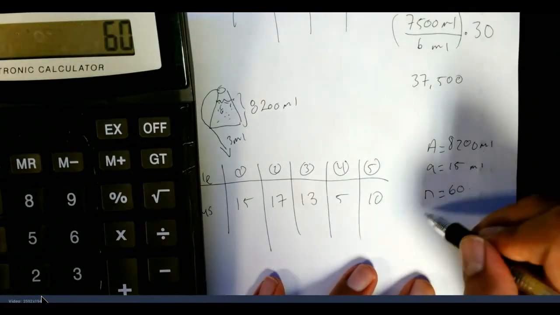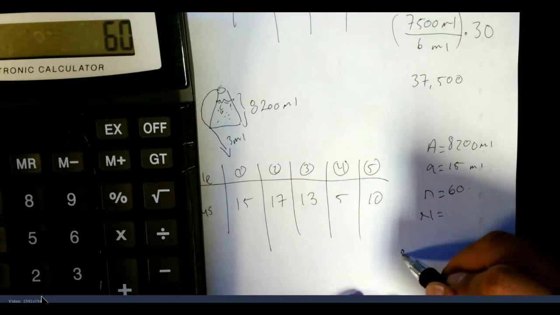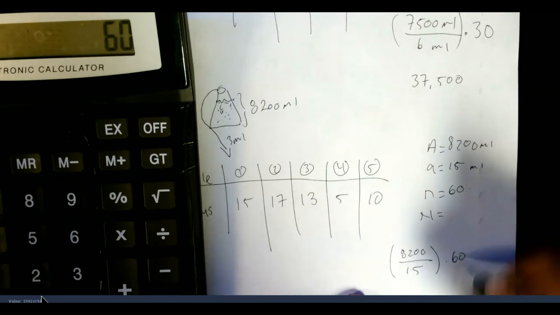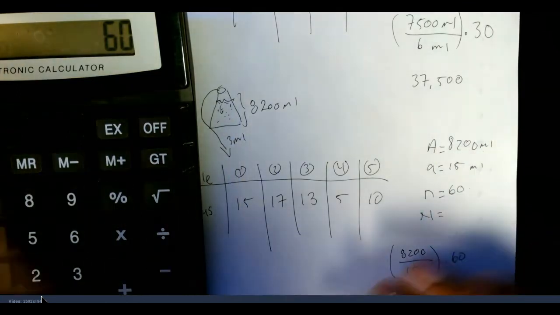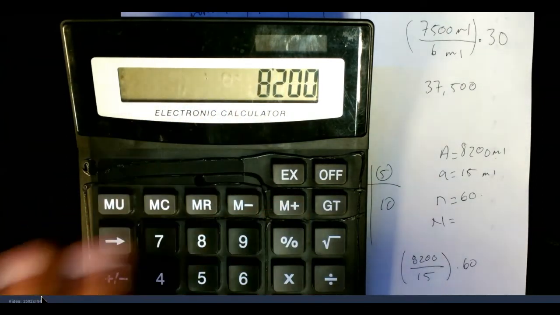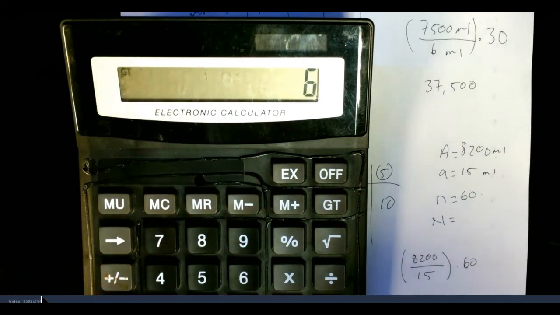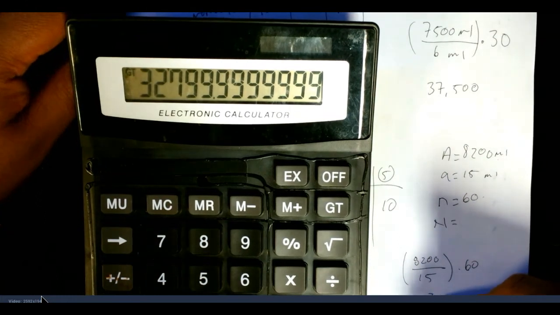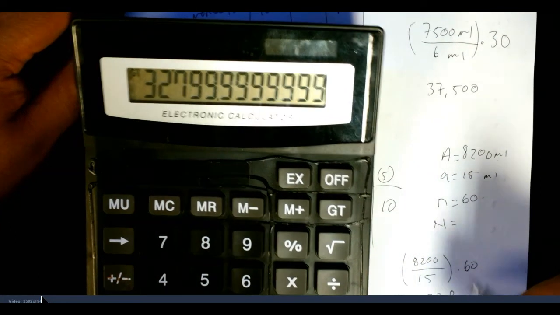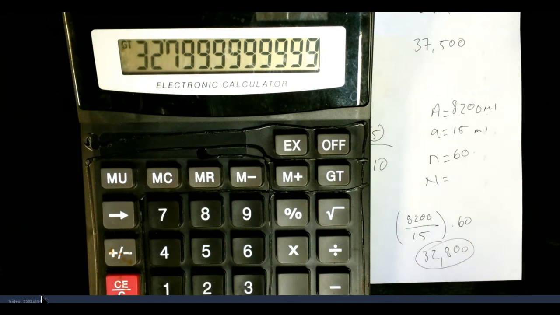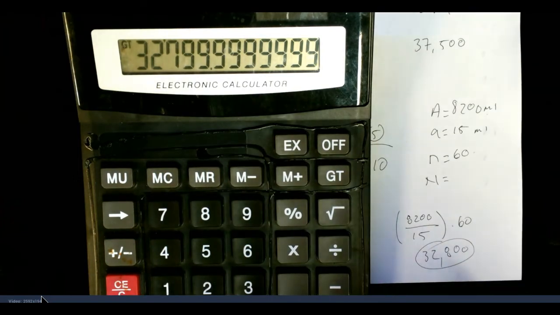All right, now let's let the equation do the rest of the work. So we're trying to find big N. 8,200 divided by 15 mL sampled times 60 things that we found in those 15 mLs. 8,200 divided by 15 times 60 gives us 32,800. So it's guessing that there's probably 32,800 sea monkeys in there.